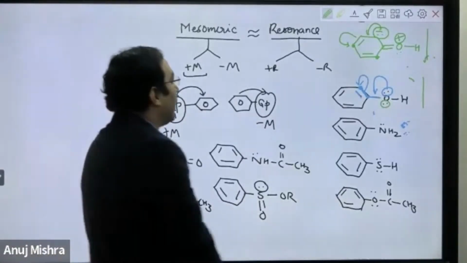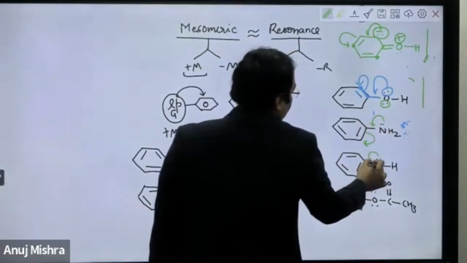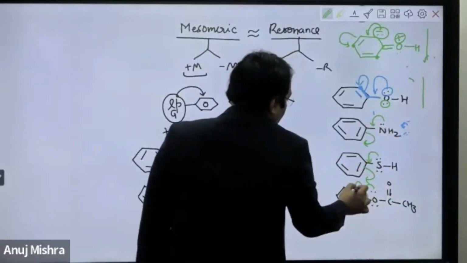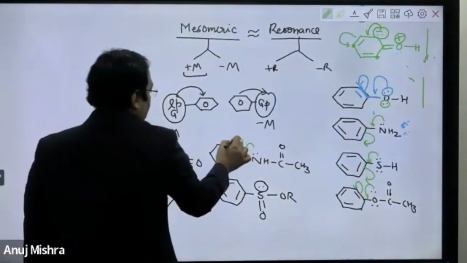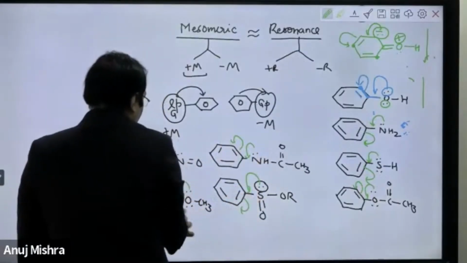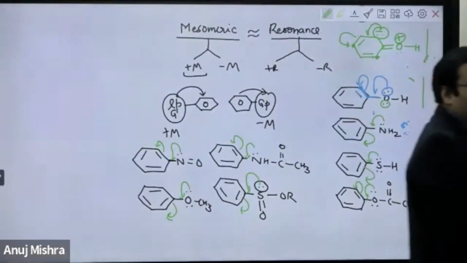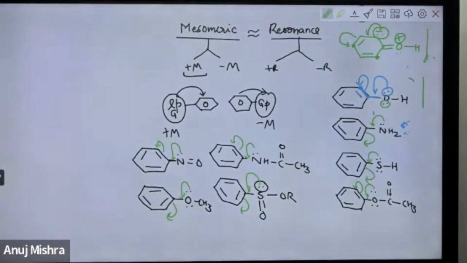So in all the cases, can we observe the same thing? NH2, sulfur, oxygen, NH, sulfur, oxygen. Check all the cases. Everywhere we are doing the same thing. Everywhere there is a common feature. The group has lone pair. Isn't it simple? So any group carrying lone pair is plus m for you.